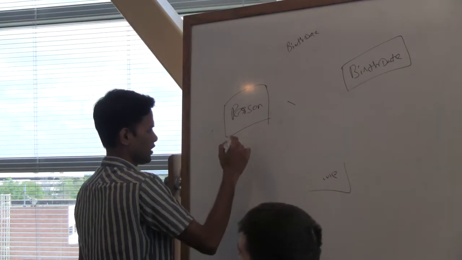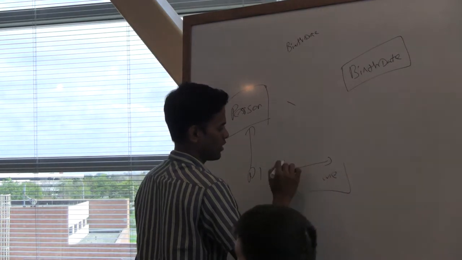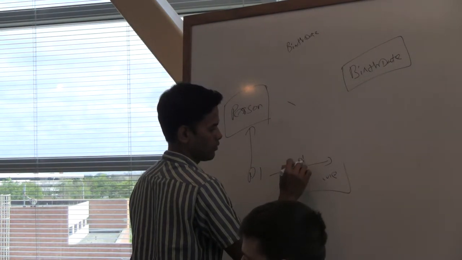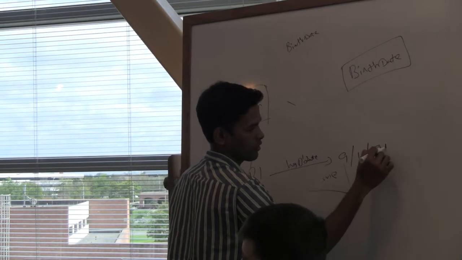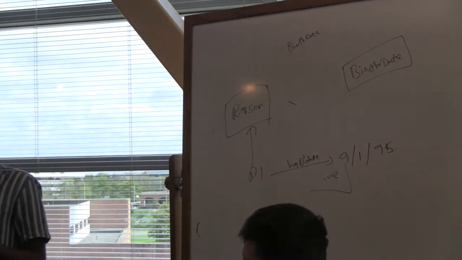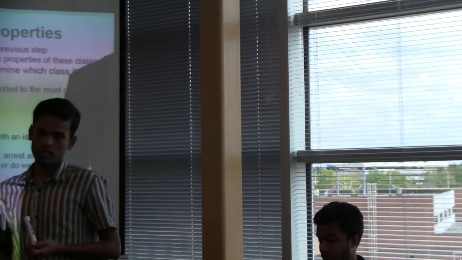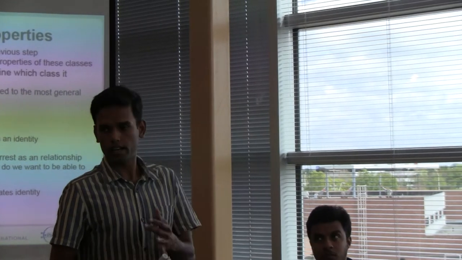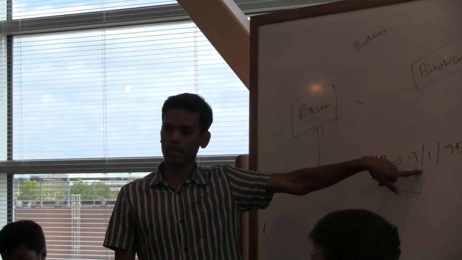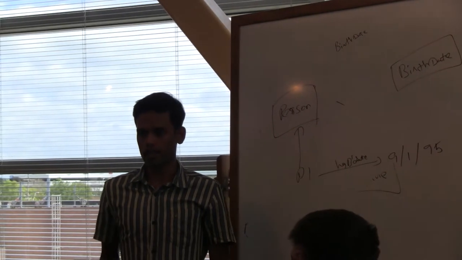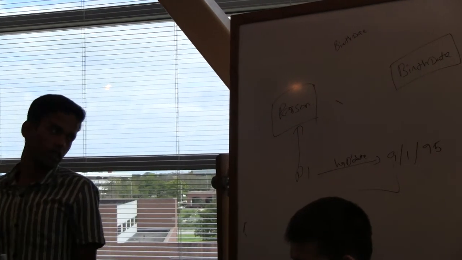I can say, let's say I have person P1, and then I can say has birth date, something like that, right? So the languages that we will be using to represent the knowledge, the ontologies, RDF, RDFS, and OWL, support these data types and the operations on those data types. So basically you can say whether this date is before that, or those kinds of things.